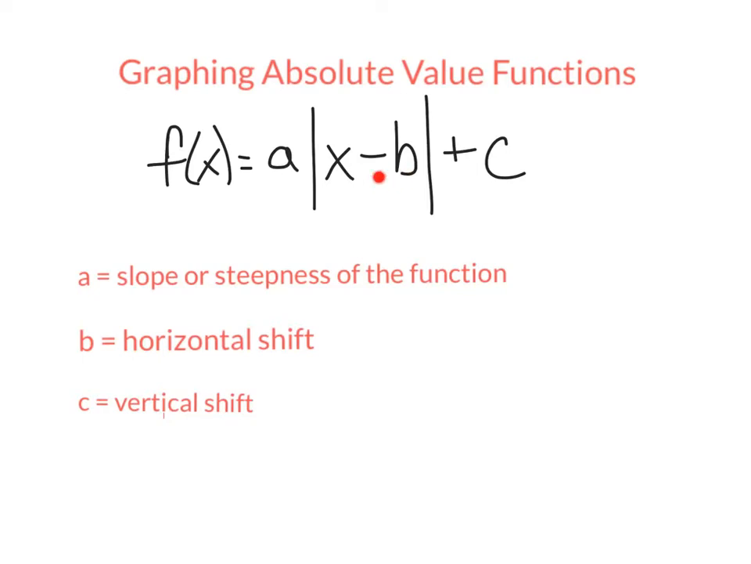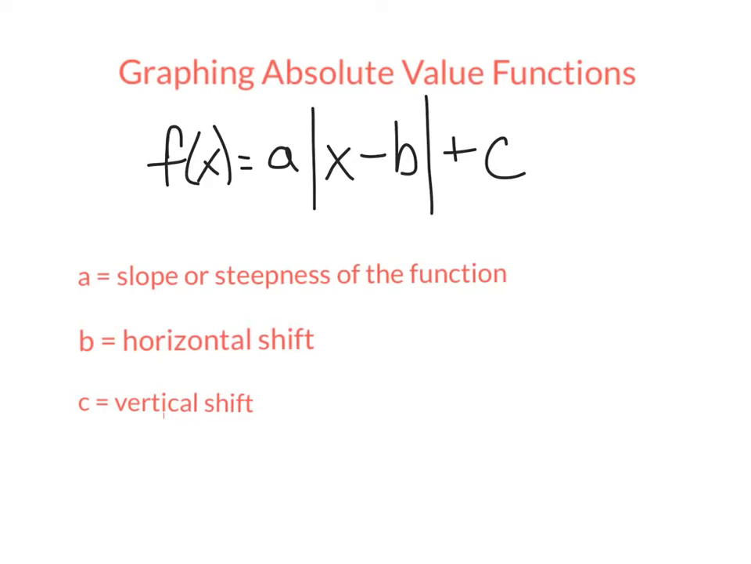The B value, so the number inside of the absolute value, is going to be the horizontal shift, moving it back and forth along the x-axis, and the C value is going to be the vertical shift, moving it up or down. And so this is an introduction to vertex form, and we're going to come back to this occasionally with different functions.